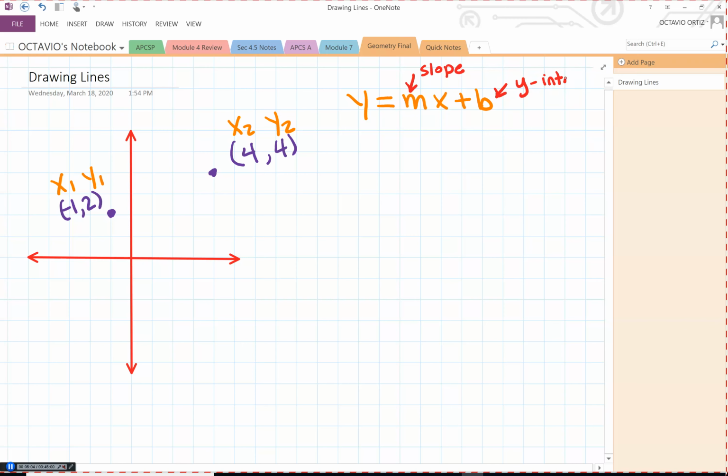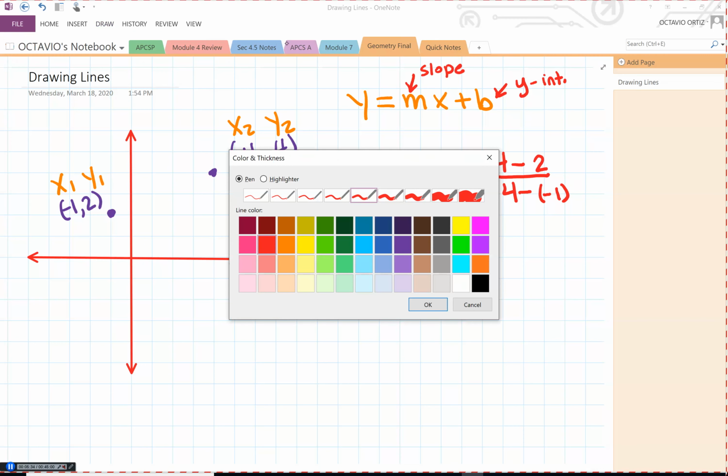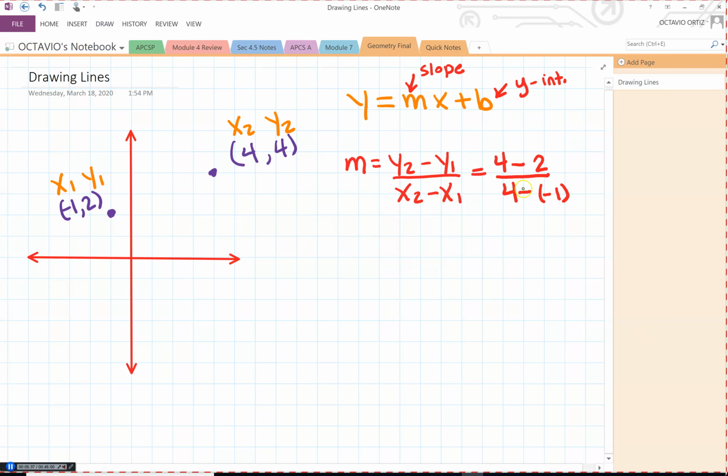So the first thing we want to do is get the slope, and to get the slope, we use the slope formula. That's y2 minus y1 over x2 minus x1. y2 is 4, minus y1, that's 2, over x2, which is 4, minus x1, which is -1. Remember, I'm going to put that in parentheses. I subtract. Recall that when we're subtracting a negative number, we add. And so this is 4 minus 2, which is 2.